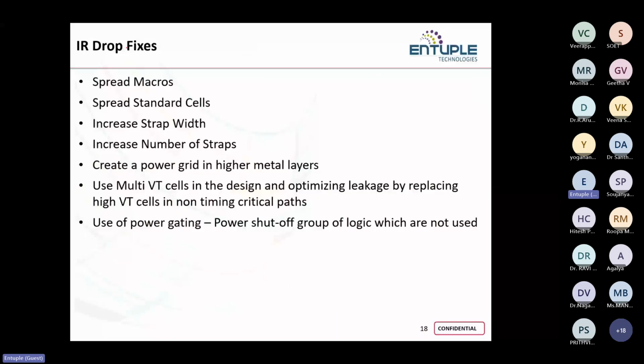After analyzing the IR drop, what are the action items to fix the power-related issues, the IR drop issues? First and foremost, spread the macros. This means that you have to go back to your placement, or to your power planning and floor planning. In the floor planning you place the macros if you have macros. So we have to take decisions on which macros are required to be placed.